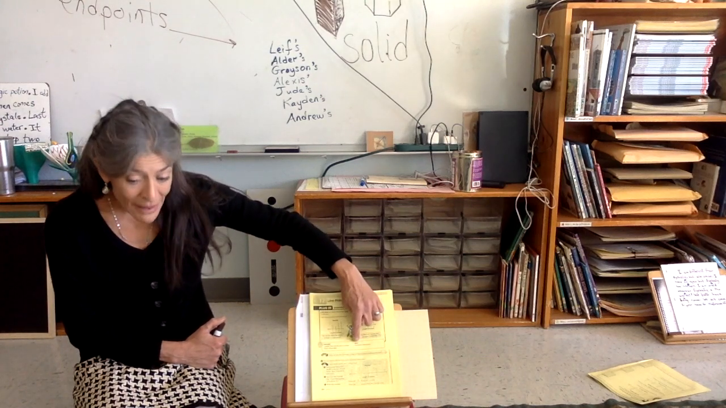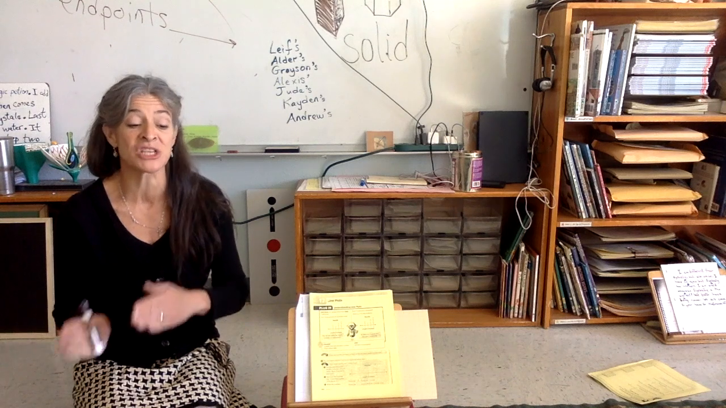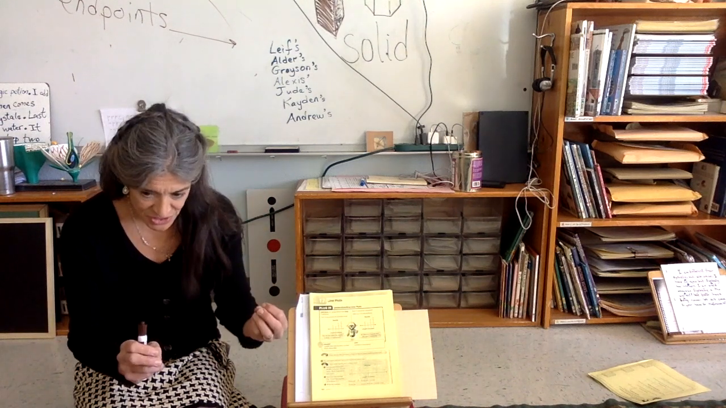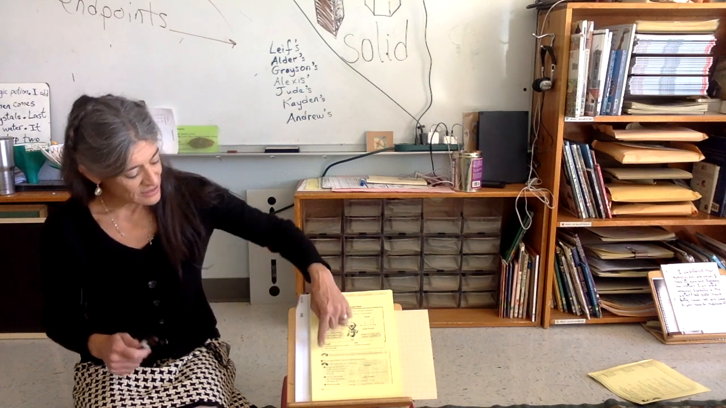A line plot is a graph that uses X and a number line to show data. Data is numerical information. That's information that is numbers. Information can be pictures, can be a map, can be writing, can be a lot of things.